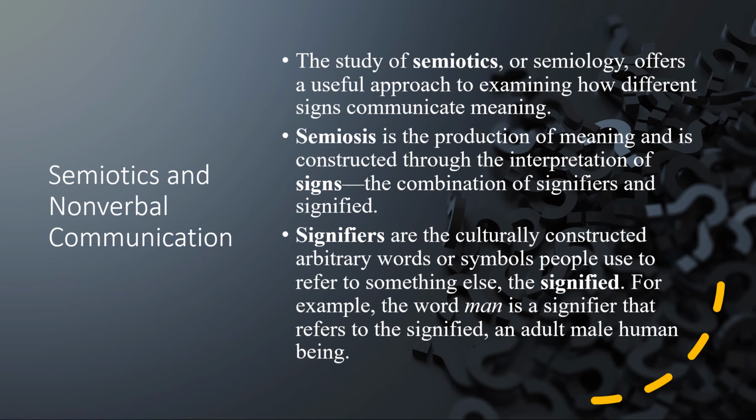This is the basis for the first half of the 20th century study of language. So it's structuralism. Signifiers are the culturally constructed arbitrary words or symbols people use to refer to something else, the signified, which is the actual thing. For example, the word man is a signifier that refers to the signified, an adult male human being, like an actual person. So it's basically the label that we give things. The signifier signifies something, which is the signified. Altogether, we call that a sign.